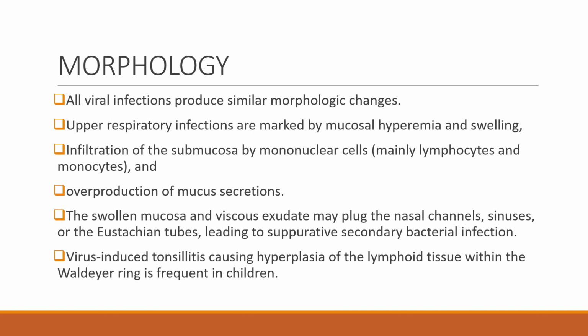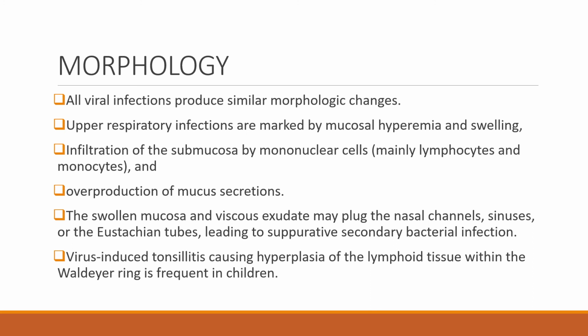Now the morphological features of viral pneumonia. Though all viral infections are genetically different, they produce similar morphologic changes. Upper respiratory infections are marked by mucosal hyperemia and swelling, and infiltration of the submucosa by mononuclear cells, mainly lymphocytes and monocytes. As in viral infection, there are mainly these mononuclear cells and overproduction of mucus secretions. All these changes are because of the inflammation.